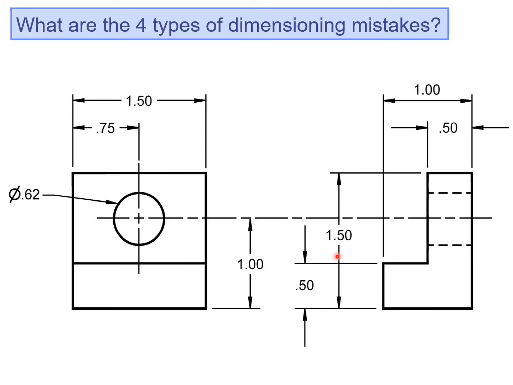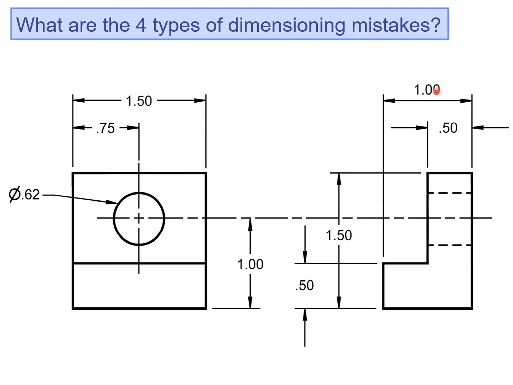Again, we're not allowed to cross a dimension line. So a dimension line is the line with the arrowheads. It's okay if you cross extension lines. This is okay, but this is not okay. You do not want to cross an extension line with a dimension line. Either you can break the extension line, or we can just simply rearrange it, bring the 0.50 in and the 150 out.